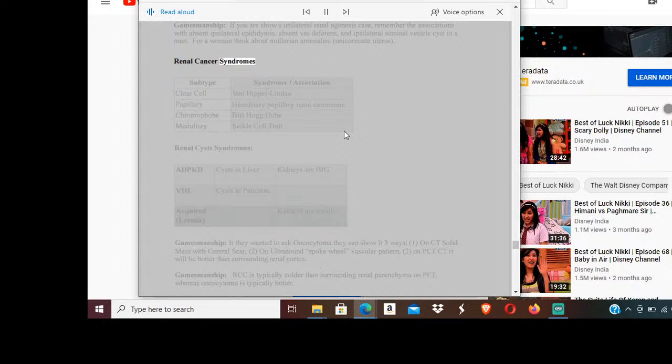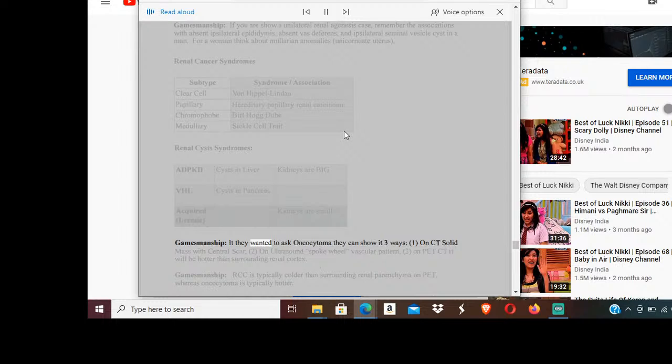Renal cancer syndromes. Subtype and syndrome association: clear cell, von Hippel-Lindau; papillary, hereditary papillary renal carcinoma; chromophobe, Birt-Hogg-Dube; medullary, sickle cell trait. Renal cyst syndromes. ADPKD has cysts in the liver. VHL has cysts in the pancreas. Kidneys are big. Acquired cystic disease kidneys are small, uremic.